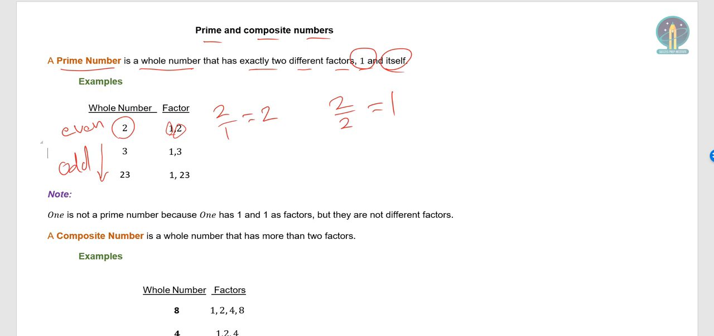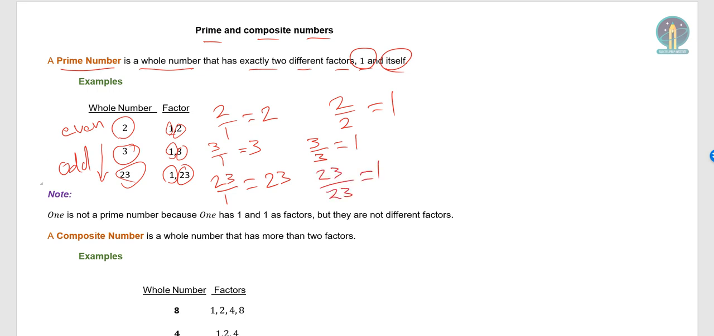Another example of prime numbers is the number 3. So again, 3 has only two factors, 1 and 3 itself. So 3 divides by 1 to give 3, and then 3 divides by 3 to give 1. And that's why 3 is considered a prime number. Another example, 23. So 23, again, has no other factors beyond 1 and itself. So 23 divided by 1 gives 23, and then 23 divided by 23 gives 1.